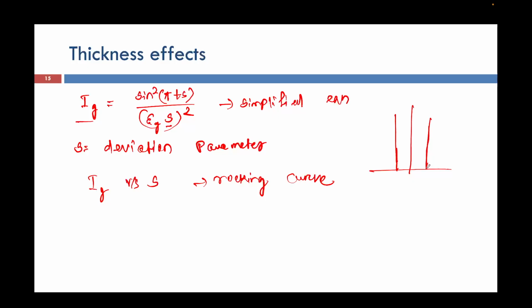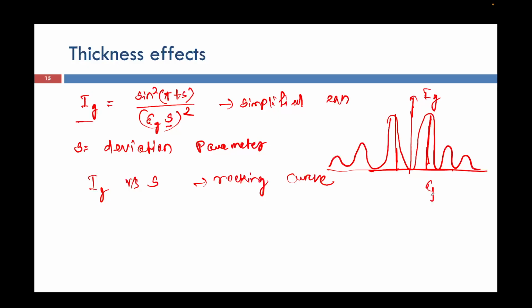Now if I tilt my specimen, or I rock or oscillate my specimen, then I will be getting intensity like this. So it will be a varying curve like this, if I am considering that this is my Ig and this is my, let's say, Eg, I am talking about. So this kind of curve is known as a rocking curve.